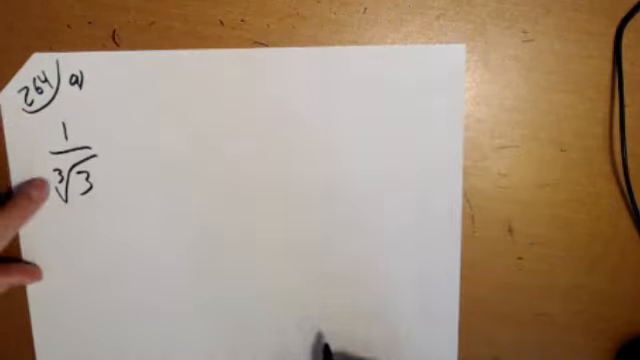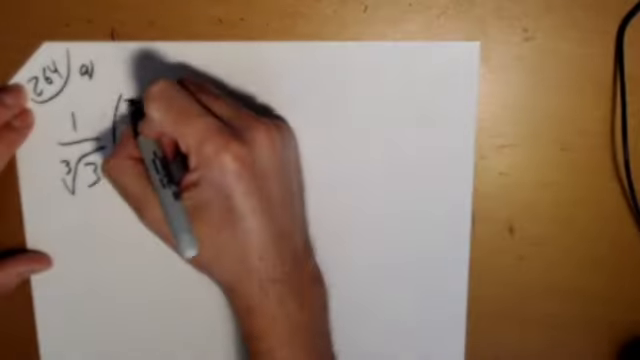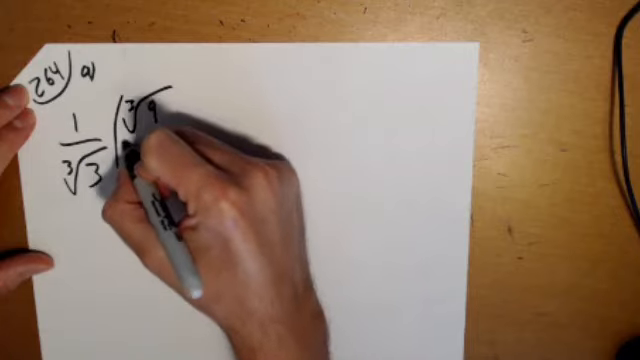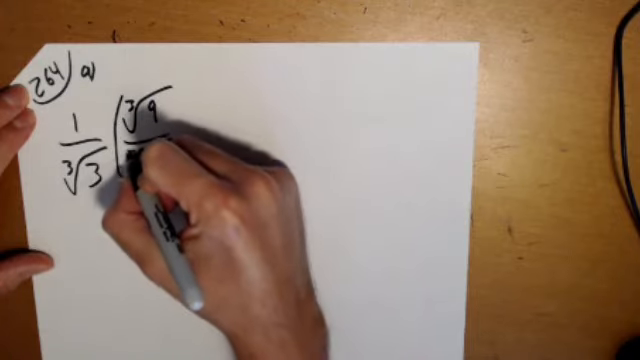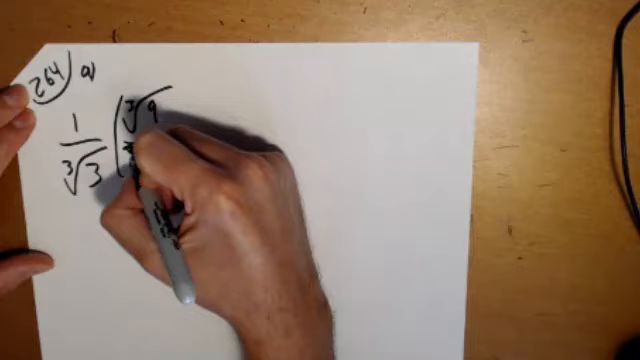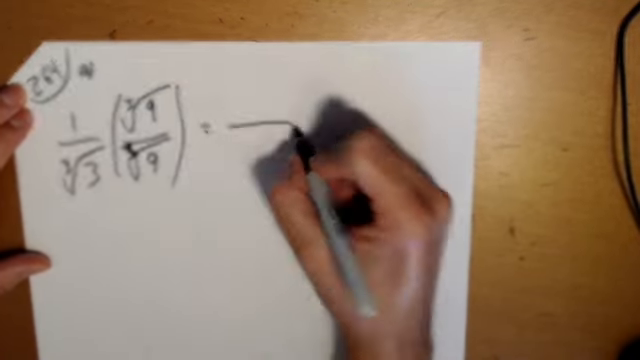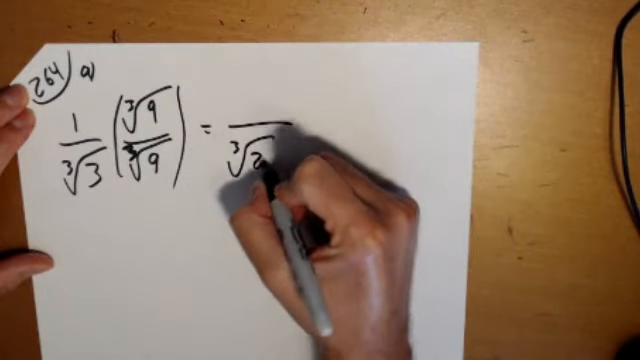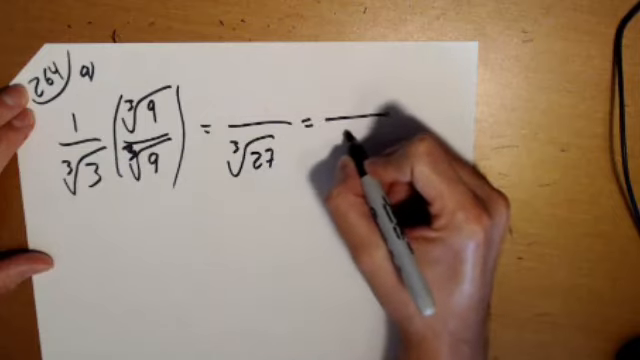Again, you need to know your perfect cubes. If it's 3, then think of 3 times 3 times 3. The cube root of 27 is going to clean up nicely. So what if I multiply by the cube root of 9 over the cube root of 9? Same trick, multiply by a form of 1. And look what happens to the bottom. That's the cube root of 27, which is just 3.